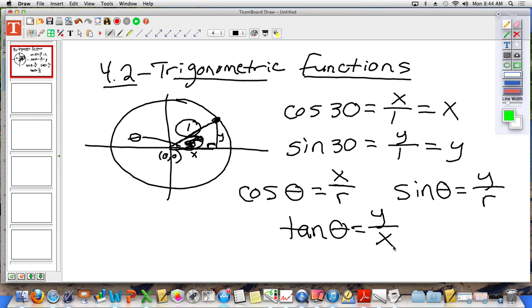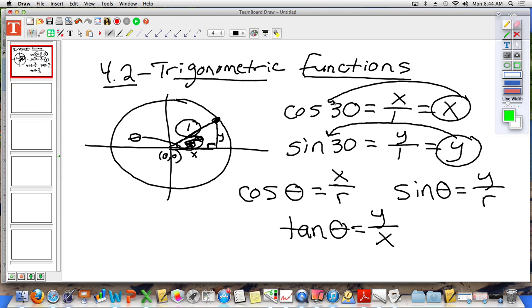What is y? What is the numerical value of y? Y is the same thing as the sine of theta. Here we're talking about 30 degrees, but it doesn't have to be 30 degrees, it can be anything. So y is the same thing as the sine, and then x is the same thing as cosine.